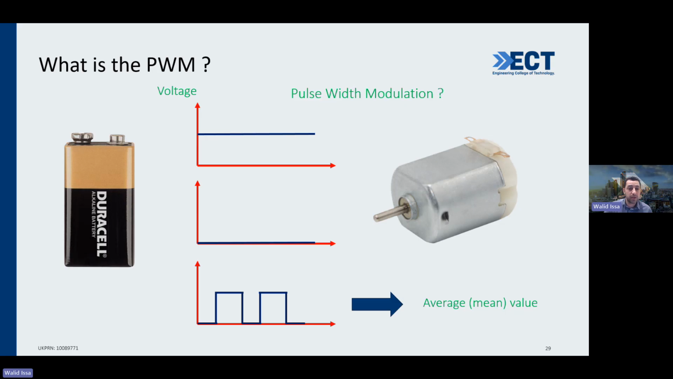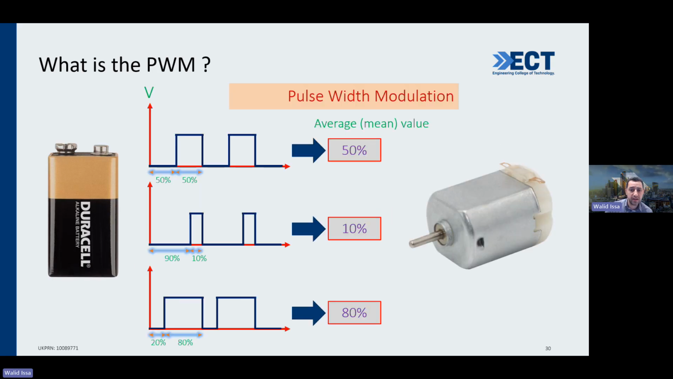With PWM, look at the average. The motor here, because we are cutting the power supply, if we cut it very fast, the motor will not see that and will see just the average value. If I cut 50 to 50, 50 off time and 50 on time, that means we have a duty cycle of 50%.